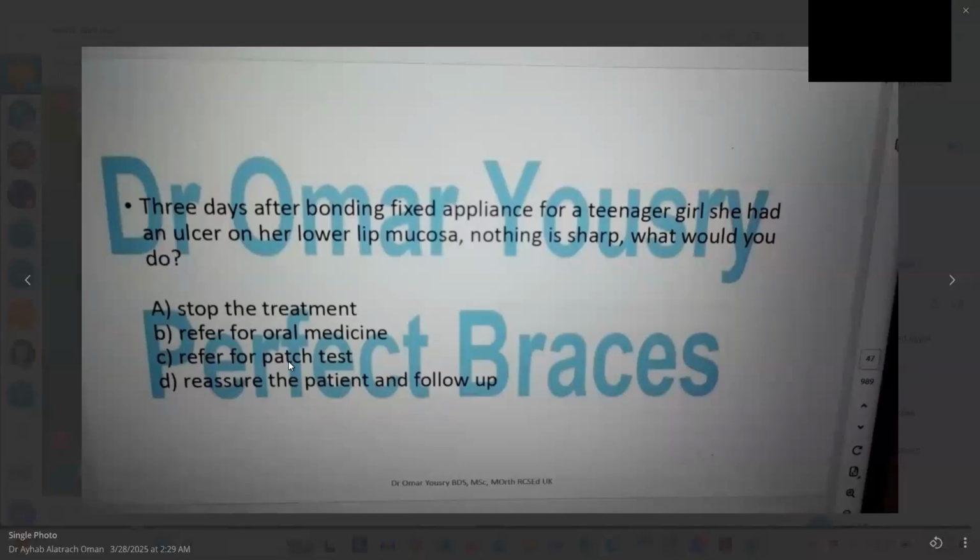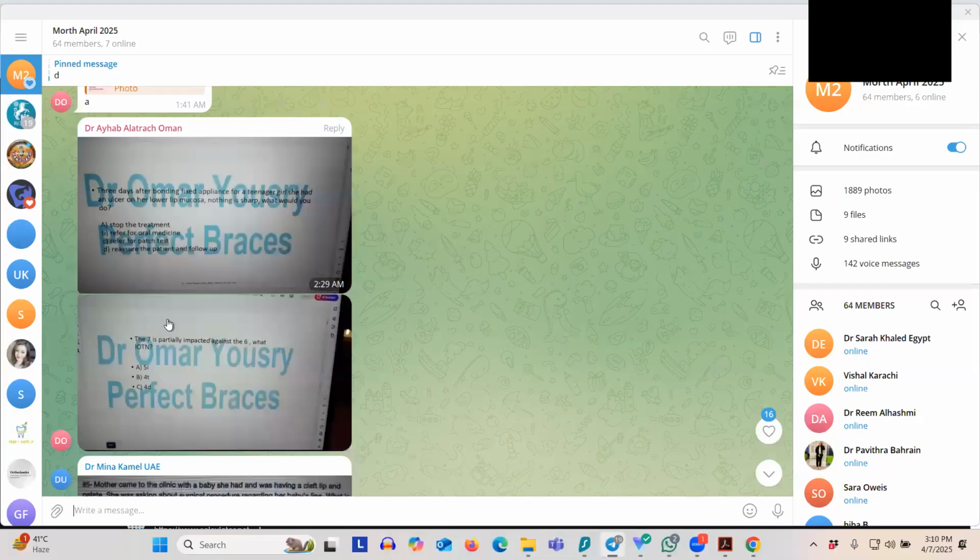Three days after bonding and applying a 14 wire, she has an ulcer on the lower lip mucosa, nothing is sharp. What will you do? Refer to oral medicine, refer for follow-up. If it's only on the lower mucosa, then I will reassure and follow up. D.